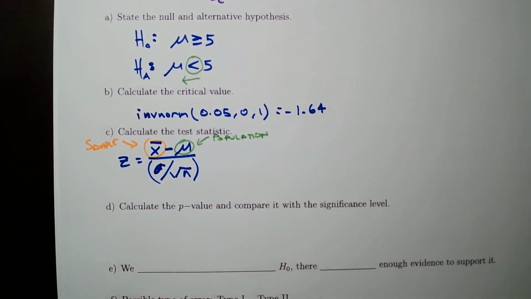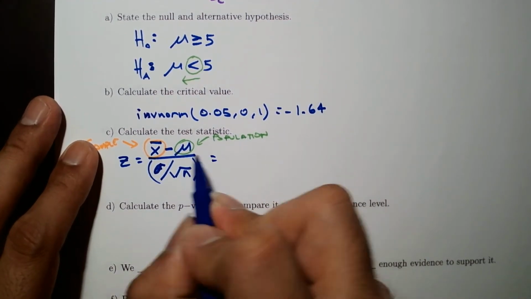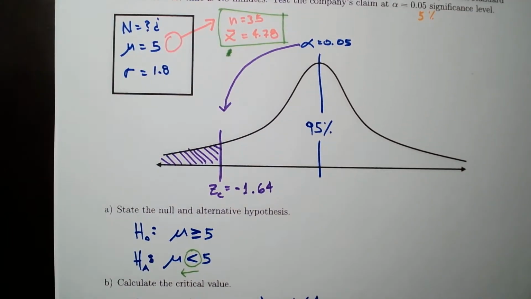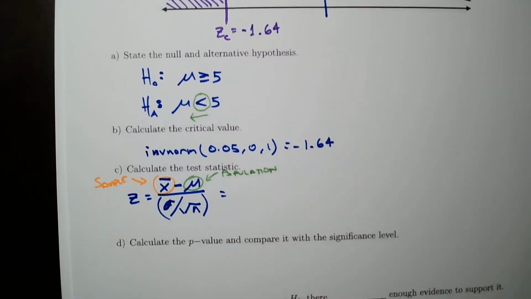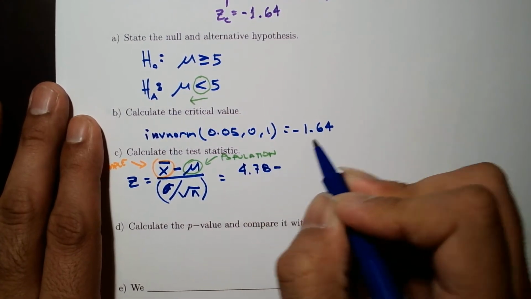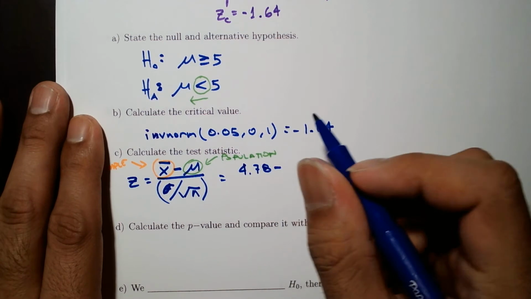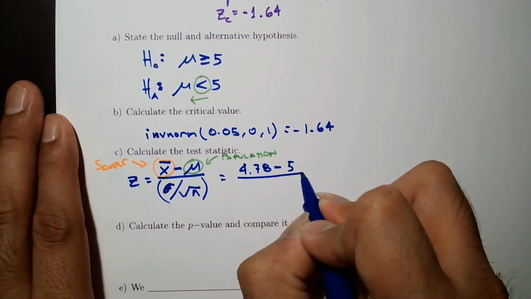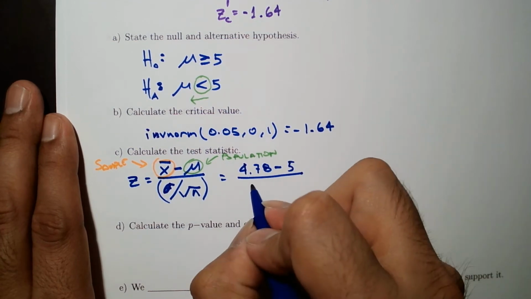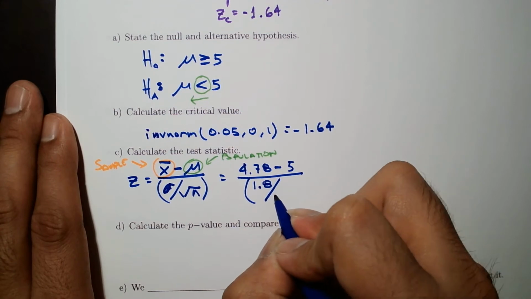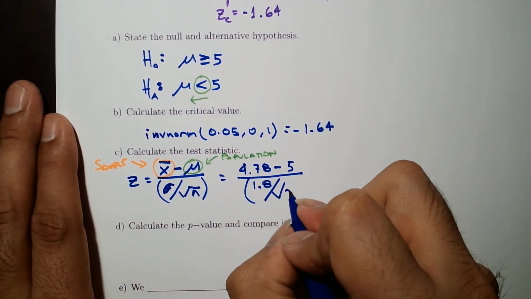Okay, let's put numbers to this. This is going to be x bar from the sample, which is 4.78, minus mu from the population, whatever is claimed, which is 5, divided by the standard deviation of the sample, which is 1.8, divided by the square root of n, which is 35.